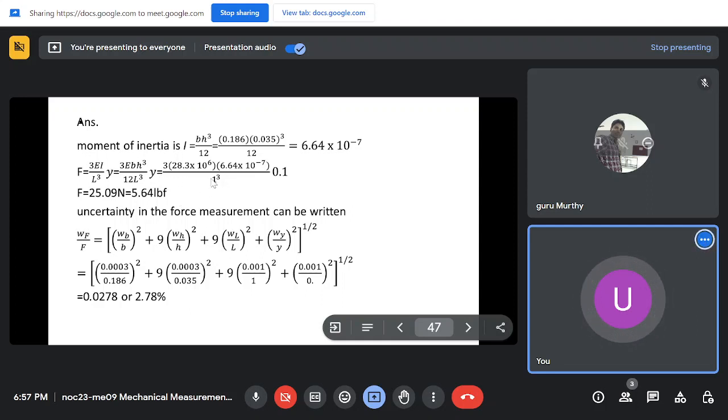If you remember, if the variables are in a product, then the relation comes as the coefficient square into the uncertainty by the variable. So WB by B the whole square plus 9 into WH by H the whole square. Same for the other variables. So we know the uncertainties of the variables and the variable values. So on substituting, we get 0.0278 or 2.78%. So the uncertainty in force measurement is 2.78%, and the force is 25.09 Newton.